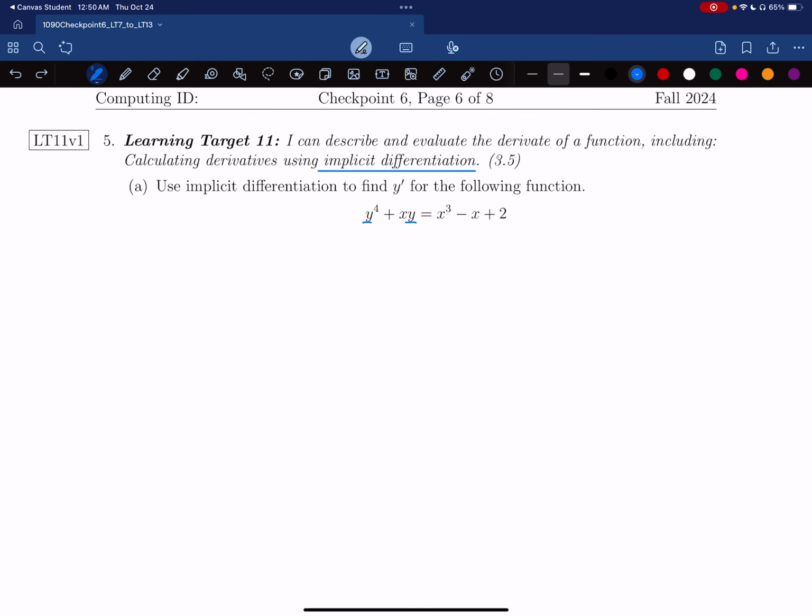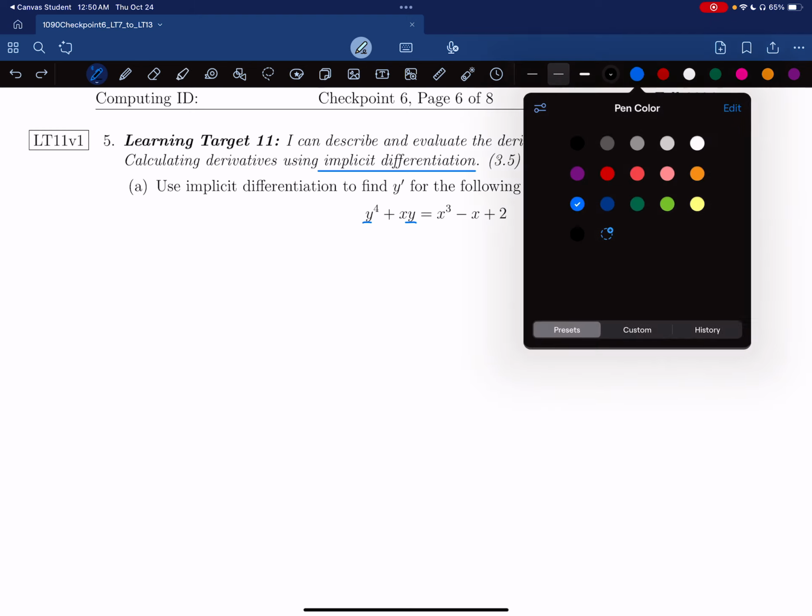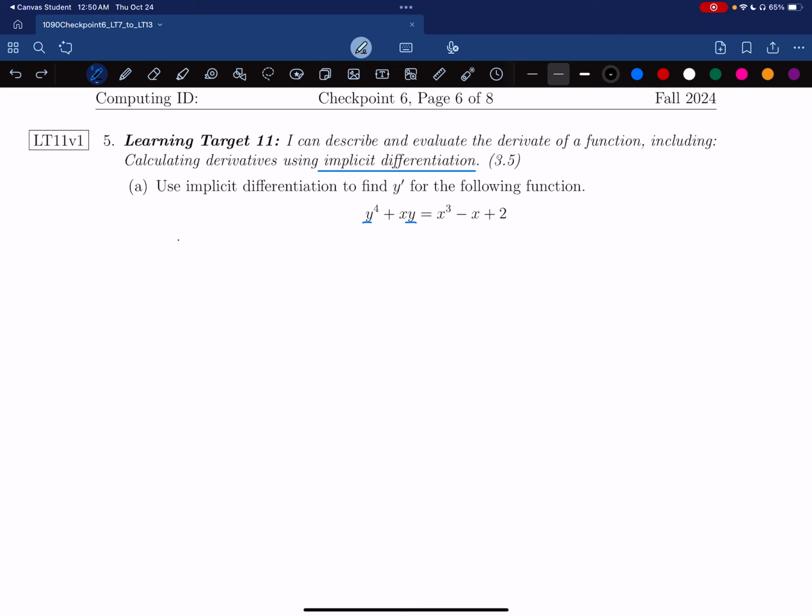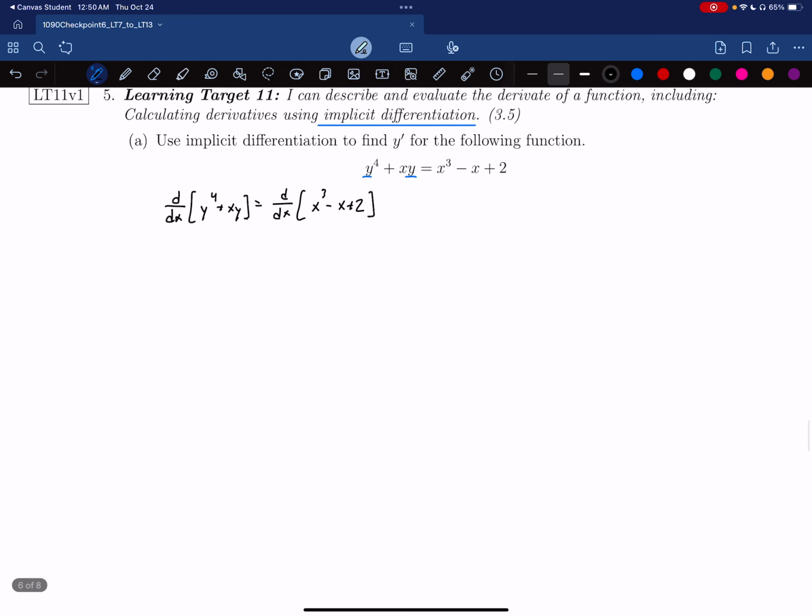So first thing we're going to do is take the derivative of both sides in terms of x. So I'll have d/dx of y to the 4 plus xy, equal to the derivative with respect to x of x cubed minus x plus 2. Okay, so now let's evaluate these.